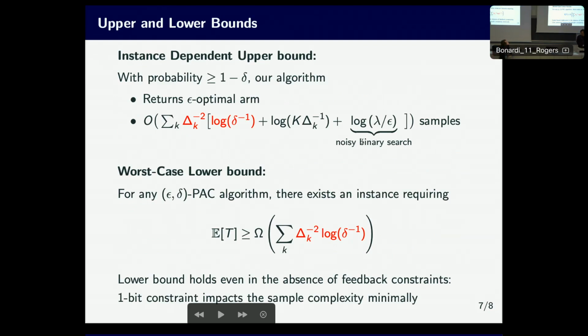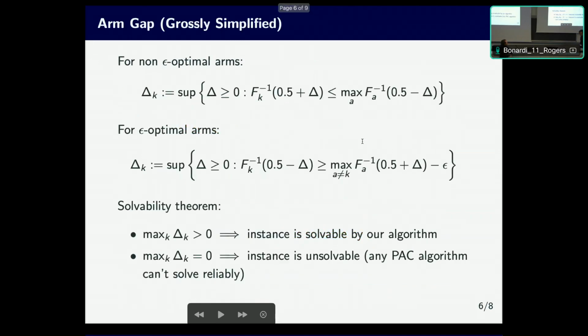And also we have this characterization in the previous slide. We said that if delta_k is 0, then the instance is unsolvable. But can you elaborate on what it means that this is unsolvable? Like, is it impossible to figure out what is the best median?